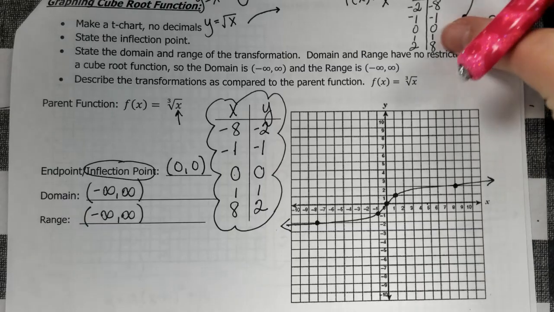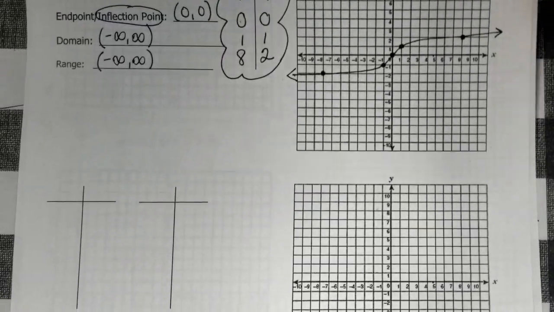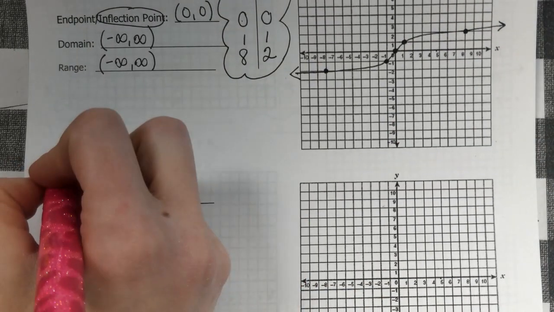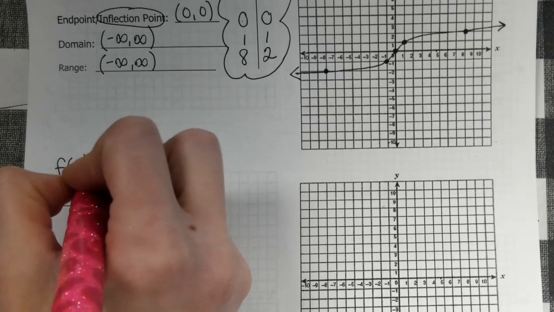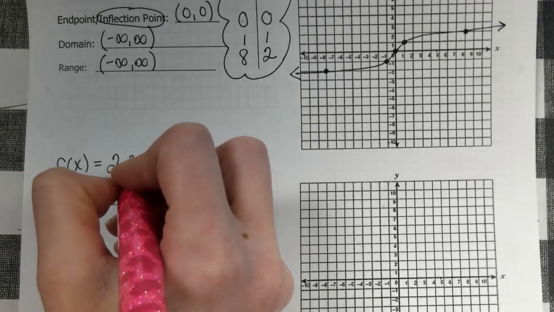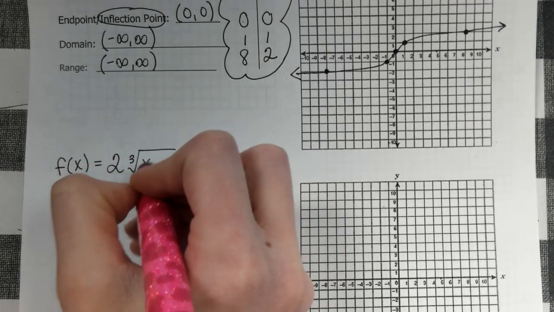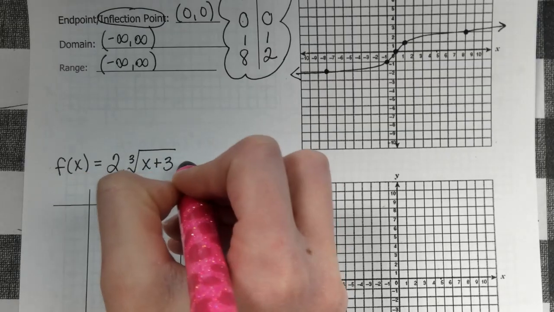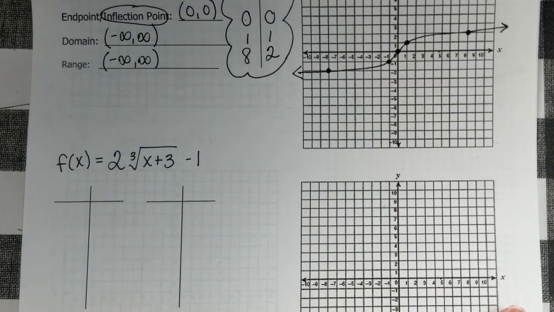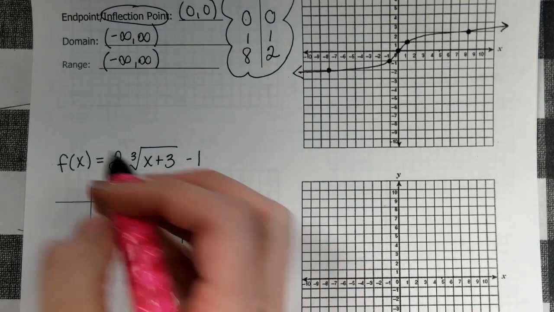Okay. So if I have f of x equals 2 times the cube root of x plus 3 minus 1.